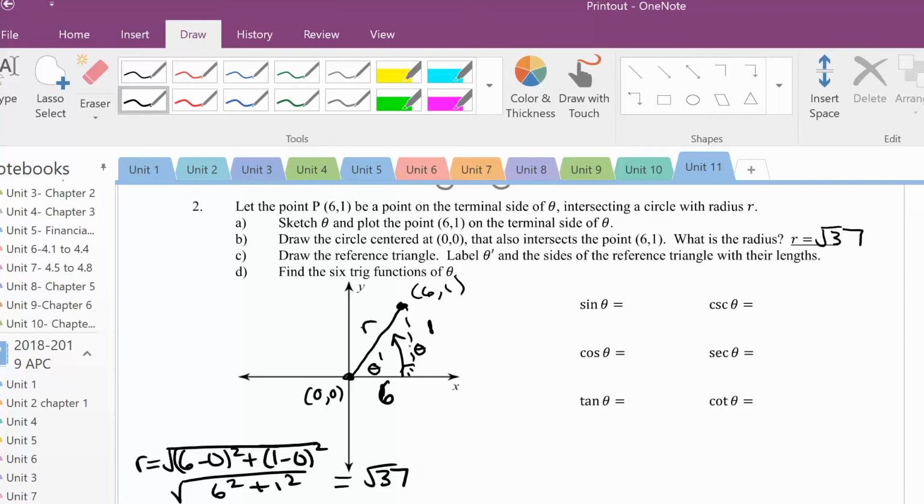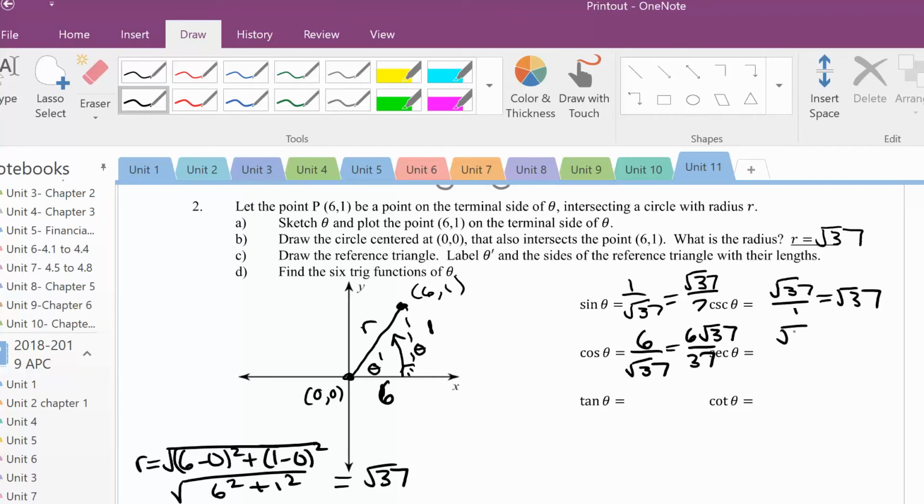So to find the sine, you go 1 over rad 37, which rationalizes to rad 37 over 37. The cosecant would just be rad 37 over 1, which would be rad 37. The cosine is 6 over rad 37, which is equal to 6 rad 37 over 37. The secant is just rad 37 over 6. The tangent is 1/6, and the cotangent is 6.